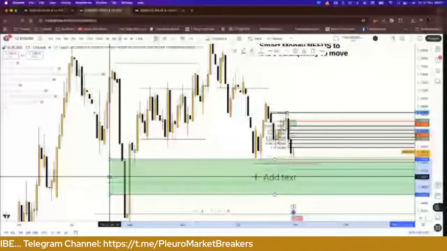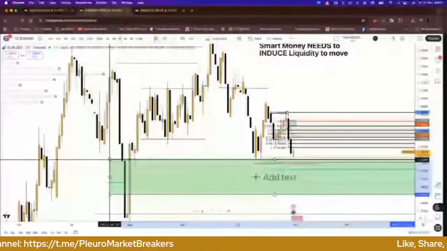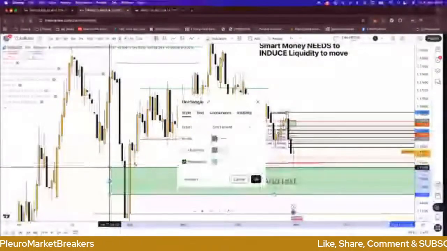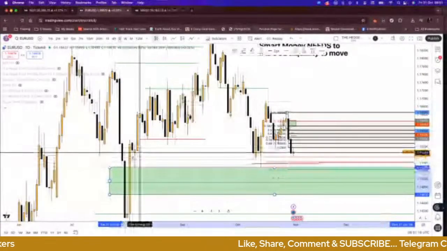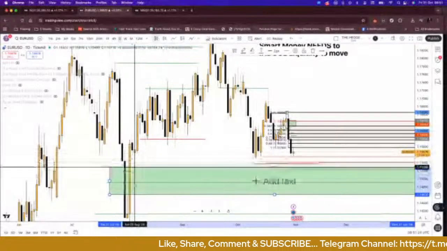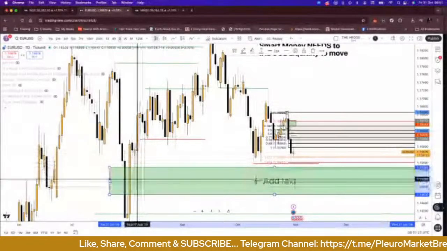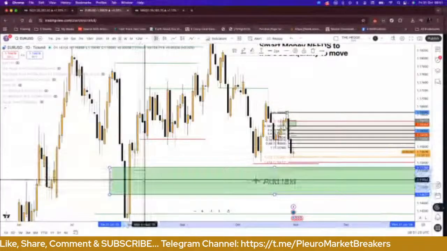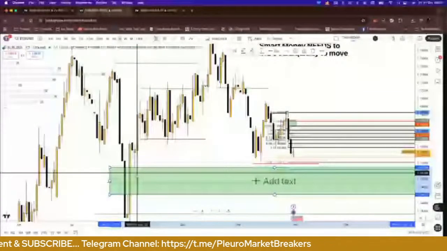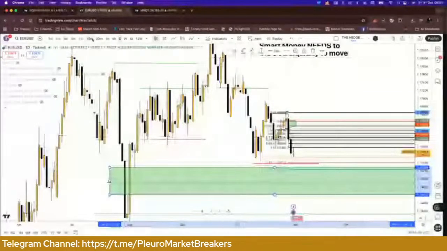We've already tapped it. We're going to refine it here because the original fair value gap has already been partially mitigated. So this is a pool that hasn't been tapped into yet once price pushed past it. So we'll go back to the 1 hour chart.